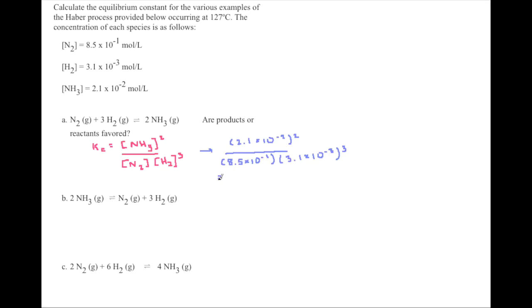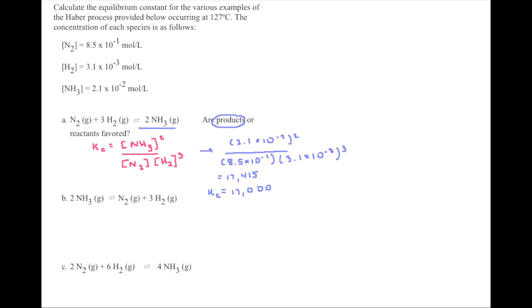And so what I end up getting for my Kc is that it equals 17,415. Okay, so I'm going to round this to the correct number of sig figs. I'm going to just say 17,000 is what my Kc equals. Now, since this is much larger than 1, what that tells me is that the concentration of products is much greater than for the reactants, which means that my products are what are being favored in this equilibrium reaction.